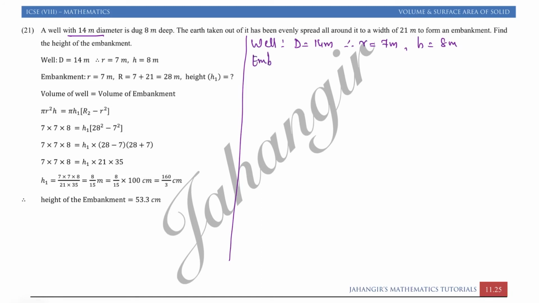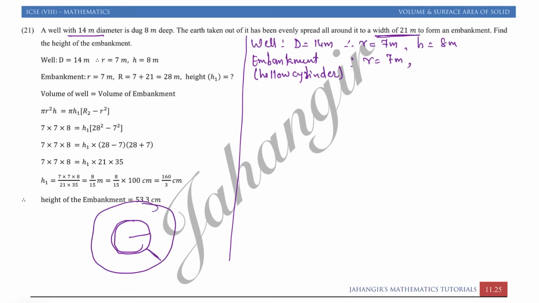Embankment, just now I had explained, embankment is the hollow cylinder whose inner radius is the same as the radius of the well, and it has the width of, see the सामने का point, this is 7 meter and outside 21 meter के gap में there is a thickness of 21, so big radius will be 7 plus 21, that is 28. इतना हो गया. So outer radius will be 7 plus 21, which is 28 meter.